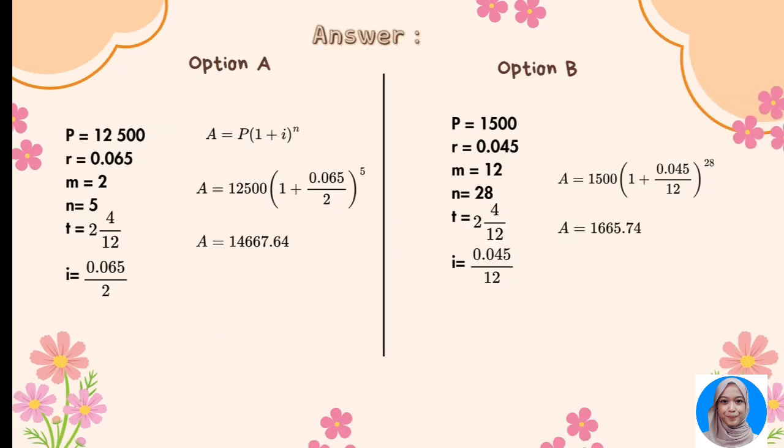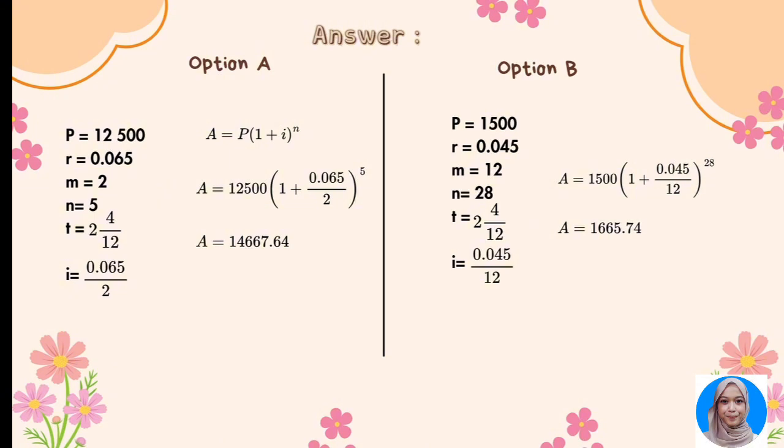P equals 12,500, R equals 0.065, M equals 2, T equals 2 and 4 divided by 12. How to find N? M times T. So we can get N equals 5. I equals 0.065 divided by 2. We use the formula A equals P, open bracket 1 plus I, close bracket power of N. A equals 12,500, open bracket 1 plus 0.065 divided by 2, close bracket power of 5. So we get the answer A equals 14,667.64.